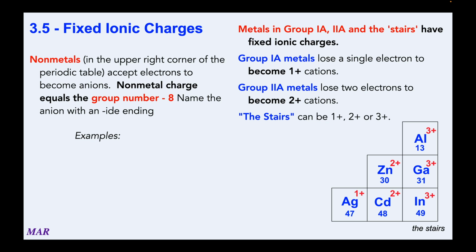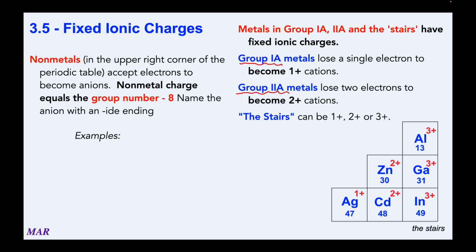The metals, on the other hand, there's only a couple types of metals that have fixed charges. And the fixed charge metals fall into group 1A, they fall into group 2A, and they have the stairs. So group 1A would be sodium, potassium, lithium. Those group 1A metals are always going to be +1. Group 2A metals would be calcium, magnesium, strontium, barium.